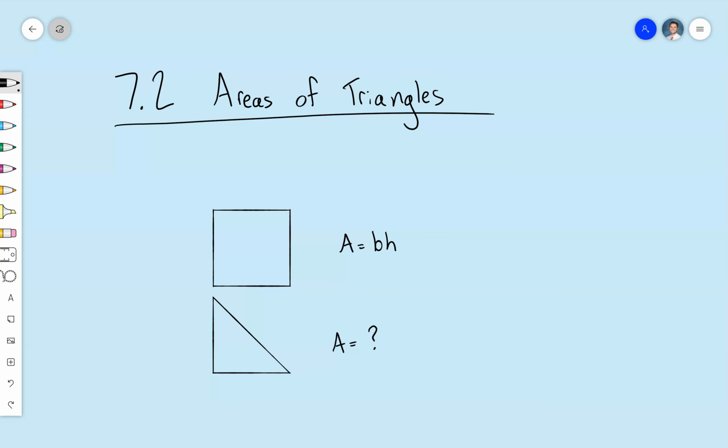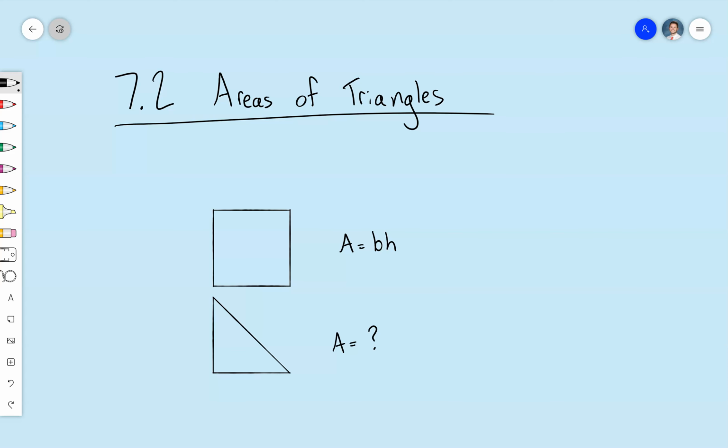So let's take a look at finding areas of triangles. First, let's go ahead and revisit our area formula for parallelograms. Now I've got here a picture of a square, because a square is actually a type of parallelogram. So we know that the area of any parallelogram is equal to the base times the height, right?